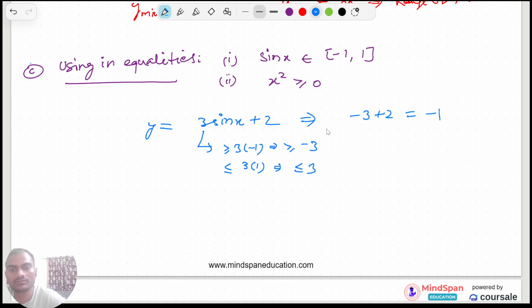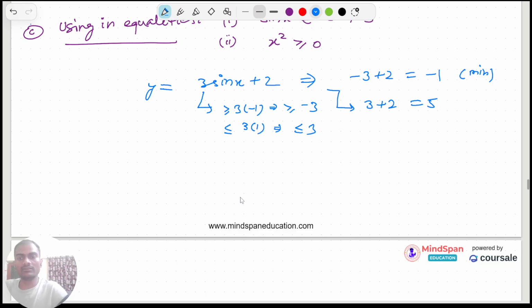This is the minimum it can go. And maximum it can go till 3 plus 2, which is 5. So minimum minus 1 and maximum 5 for the overall function. So we can say that the range of this function is from minus 1 till 5. There is no doubt in saying that the range is from minus 1 to 5, right?